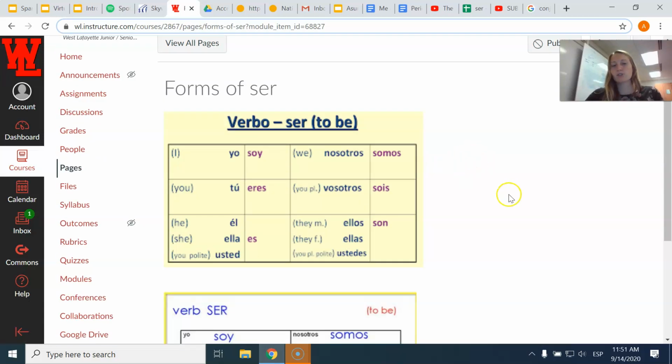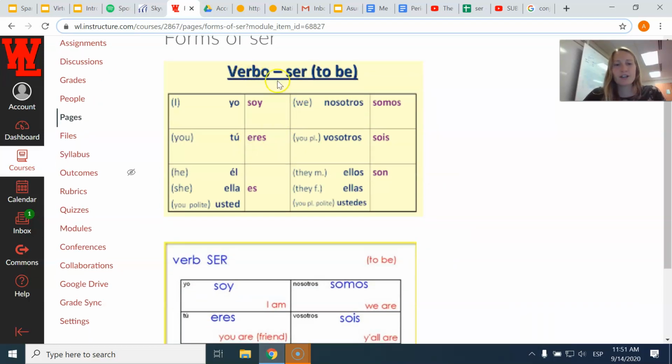But here's a nice little chart for you guys to help you with your homework. You got your verbo ser, which means to be. That's your verb. So you have soy, eres, es, somos, sois, son. And it also gives you your little pronouns, yo, tú, él, ella, usted, nosotros, vosotros, ellos, ellas, and ustedes, and it tells you the translation. So this is a nice chart.